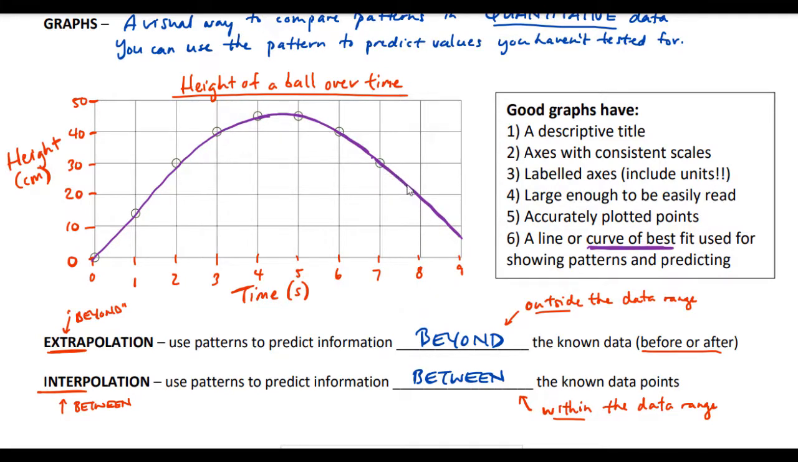The idea of guessing beyond your data when you don't have information, but you're trying to use the pattern, is called extrapolation. Extra means beyond. So trying to pick a point beyond your data. And when you do that, you are extrapolating.